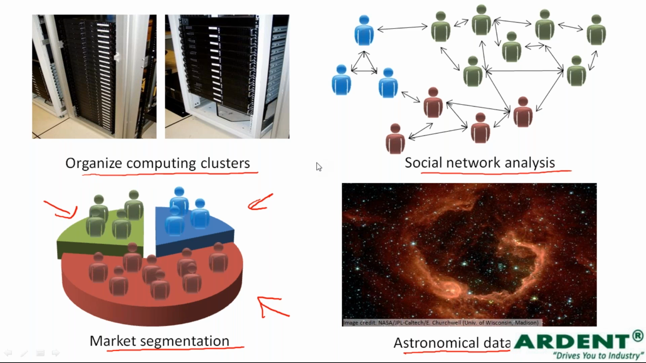Something like this: organizing computing clusters, a computing cluster of computers, market segmentation, astronomical data, social network analysis, or I will say banking data, banking customers. The bank has made a group of high profile customers. The bank also makes a group of mediocre profile customers, and the bank also makes a group of low profile customers. Okay, so this is basically the thing.